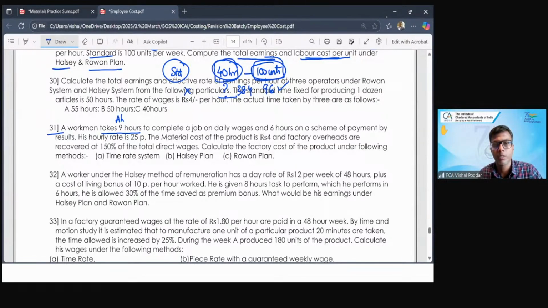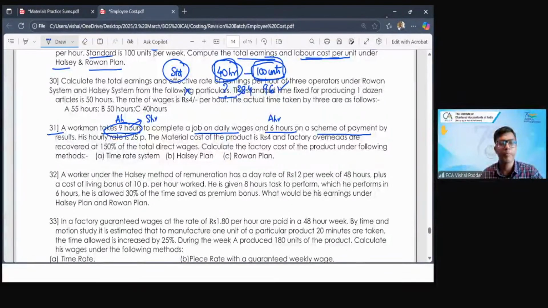A worker takes 9 hours to complete a job on daily wages and 6 hours when he's put on a scheme. So this is also actual, but the difference is this 9 hours is your actual when you are on daily wages, that is without any incentive, and this is when you are put on a scheme of payment. Both are actual hours, but as we proceed, you will realize that these actual hours, which is 9, will now be treated as standard hours for the purpose of computing your other details. So this is going to be interesting.